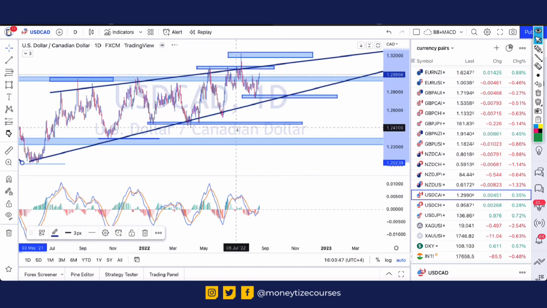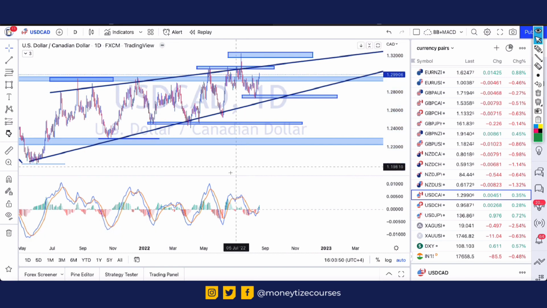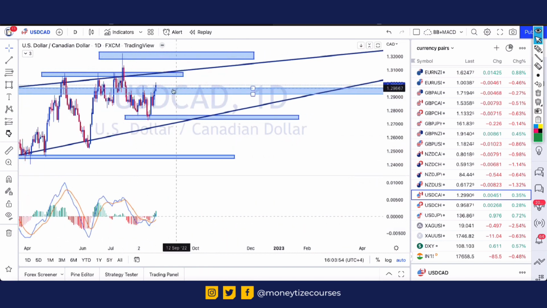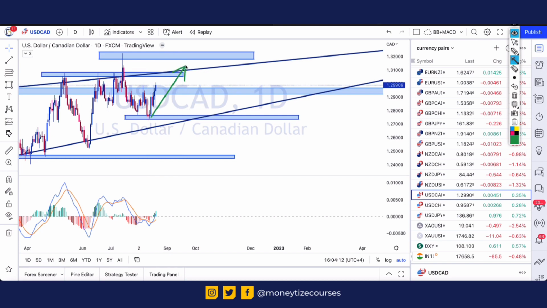Let's move to daily. So as per daily, this is the first level, which is around 1.3057 to 1.3082. If it breaks this high, then we can expect it to continue higher towards the next zone, which is around 1.3200 to 1.3250. So the first upside level could be 1.3080, followed by 1.3200 to 1.3250. So we have to pay attention around this trend line.